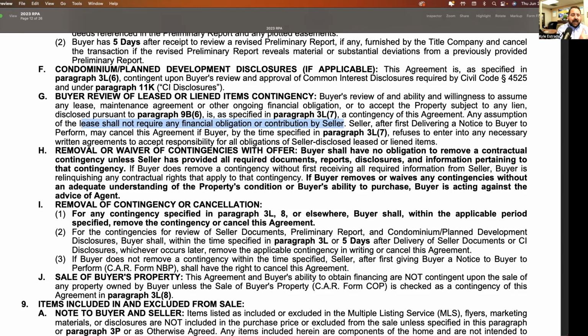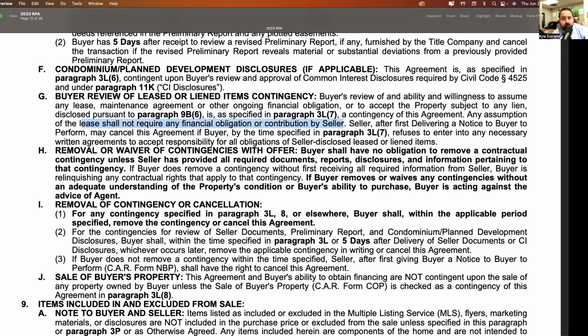Now, the problem with that acting against our advice is there better be some advice that they're acting against, which means we shouldn't be the ones saying, yeah, well, this is what we're going to do. We're going to remove all your contingencies, and that's how we're going to get your offer accepted. If you're doing that, you're responsible if they lose their deposit. The conversation should be this. Number one, you should never be the one saying, we need to do X, Y, and Z, remove appraisal, remove loan, remove that. You shouldn't be saying that.